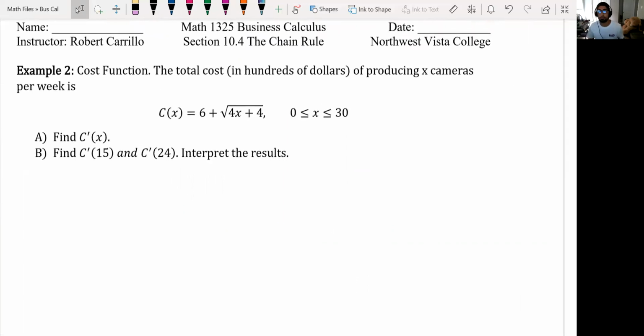I think we're on the last one. Okay. So application. The total cost in hundreds of dollars of producing X cameras per week is given by the cost function C of X equals 6 plus the square root of 4X plus 4, and we're given a domain of 0 to 30. So cameras must be between 0 and 30. Find the derivative and then interpret C prime of 15 and C prime of 24. So all we have to do here is take the derivative using chain rule, and then for B, plug in 15 and 24, and interpret the results.